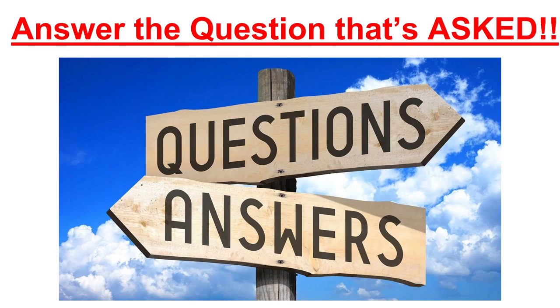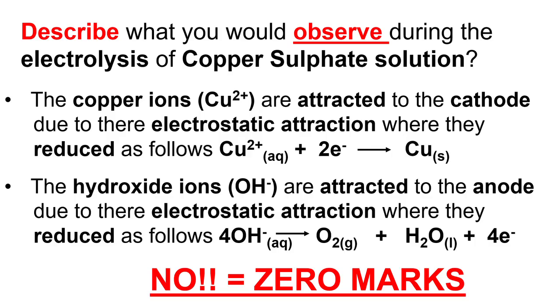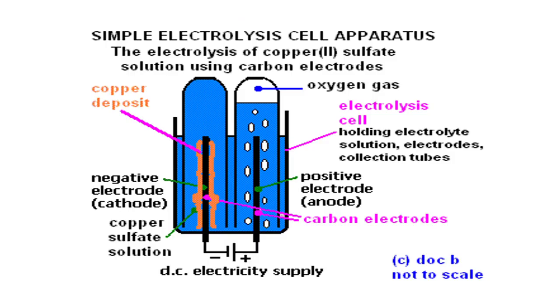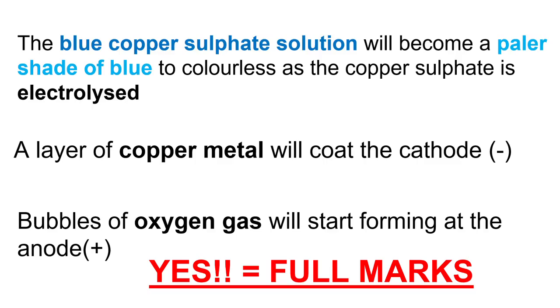Answer the question that asks. Okay, for example, describe what you observed during the electrolysis of copper sulfate solution. And a student gives this perfect answer with all the half equations and gets no marks because they have not answered the question that they were asked. Unless you've got the best eyesight in the world, better than any microscope, you did not see the electrons being added onto the copper. Okay? What you did see is the copper turning from pale blue to colourless. That's answering the question. That's the observation. And you also saw the copper layer form along the negative electrode, the cathode. That is going to get you the full mark. So answering the question that is asked.